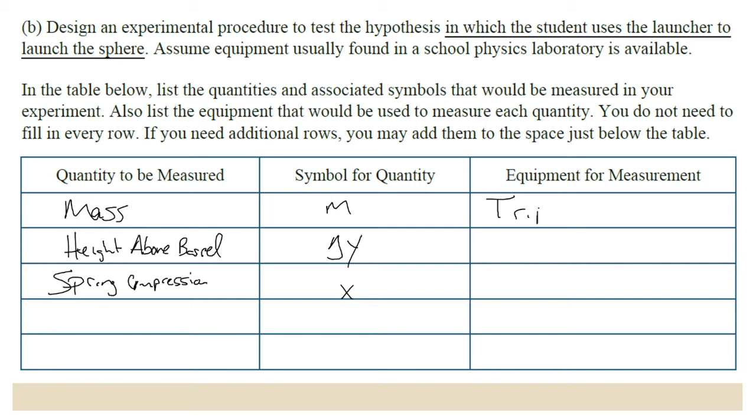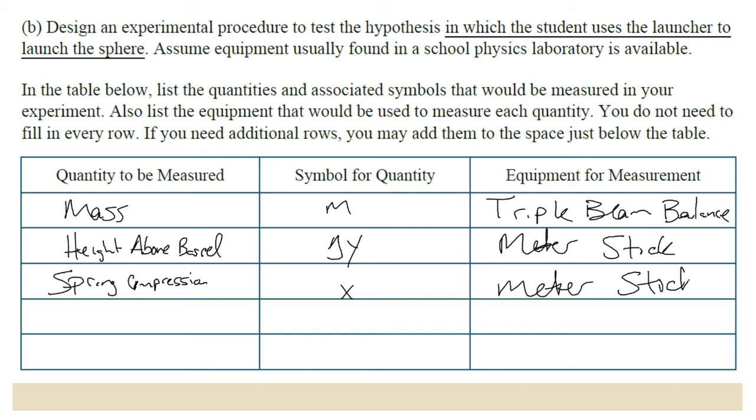Now, the equipment that you use for this measurement is really easy. For the mass, it's going to be a triple beam balance. And for delta y and x, these are distances. You measure them with a meter stick. And that's why I think this experiment, using the potential energy version where you tilt the launcher vertically, is a lot more straightforward, because you don't need crazy equipment to be able to perform the experiment.